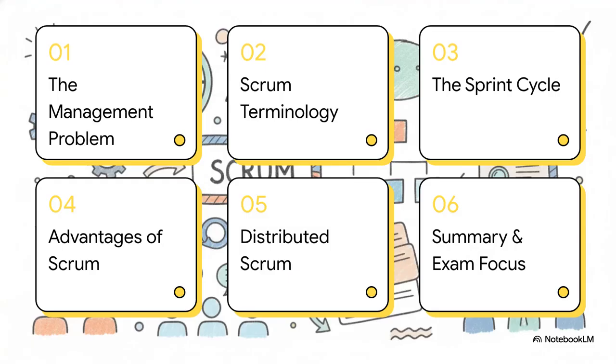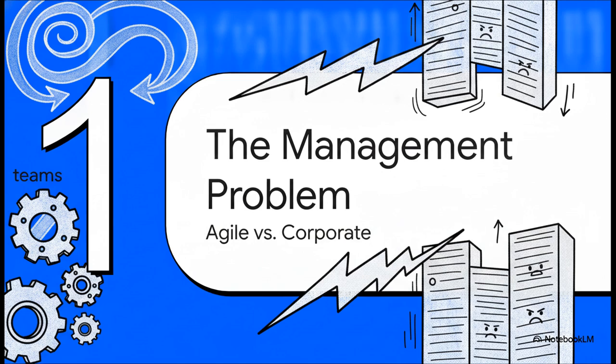We'll kick things off with the historical management problem, define our essential Scrum terminology, and walk through the actual sprint cycle. After that, we'll dive into the advantages of Scrum, how it adapts to global teams and distributed Scrum, and finally, wrap things up with an exam focus so you're totally ready for your tests. All right, let's jump right into Section 1, the management problem.